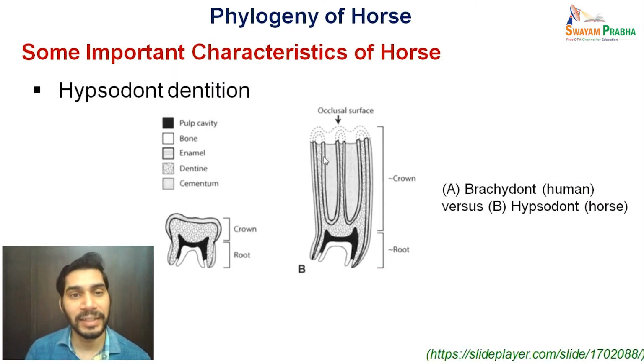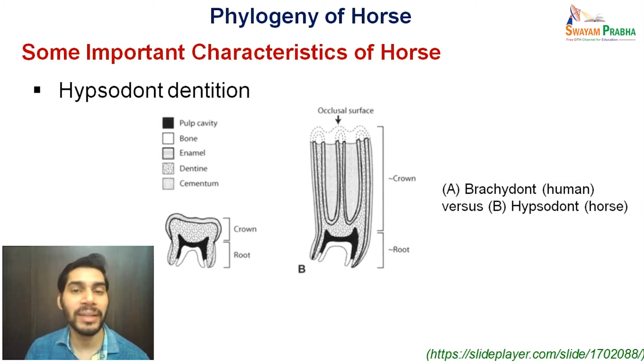Let us discuss their teeth in a bit more detail, because teeth are one of the important fossil forms. They do represent a hypsodont dentition. Now hypsodont dentition is in contrast to what we are aware of as brachydont dentition. Humans, for example, have brachydont dentition, whereas horses have hypsodont dentition.